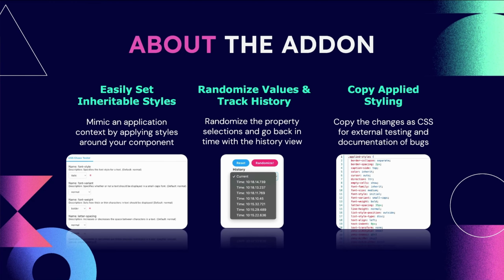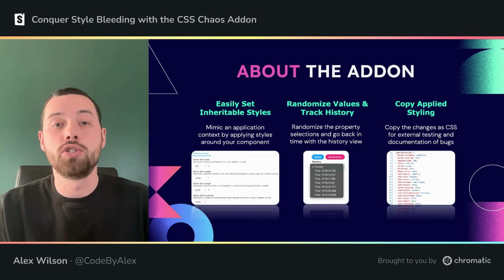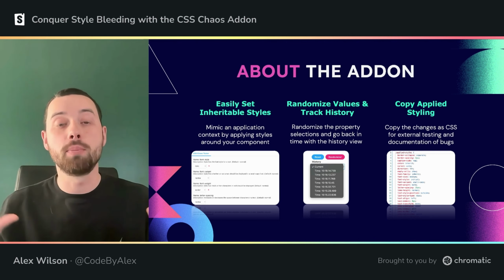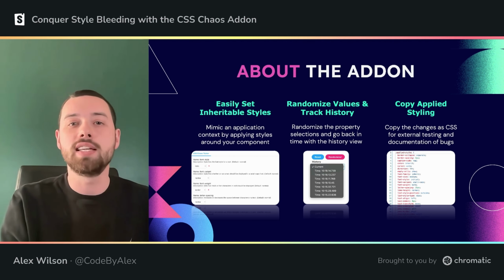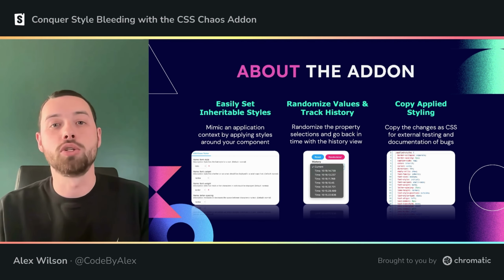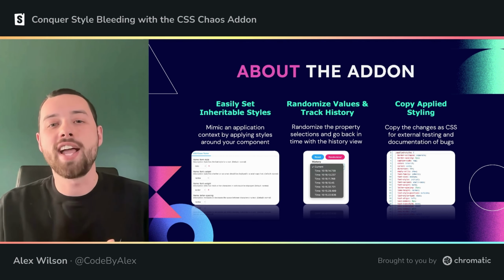A little bit about the add-on. You can easily set inheritable styles through the add-on view, where we have the property name, a description of the property, and a drop-down of different values that you can use to apply around the component that you're building. And once you're applying those styles, you can actually see the issues that come up within an application before it hits the end user.